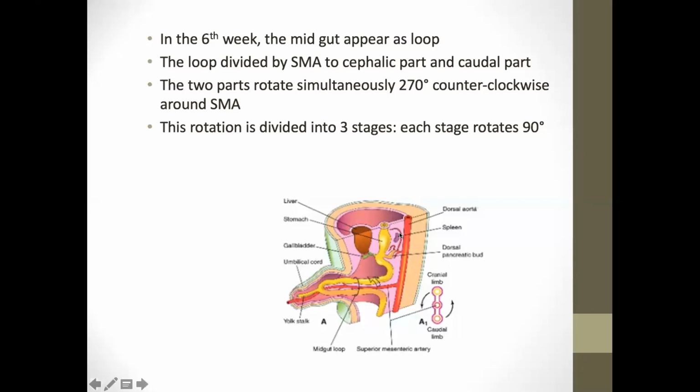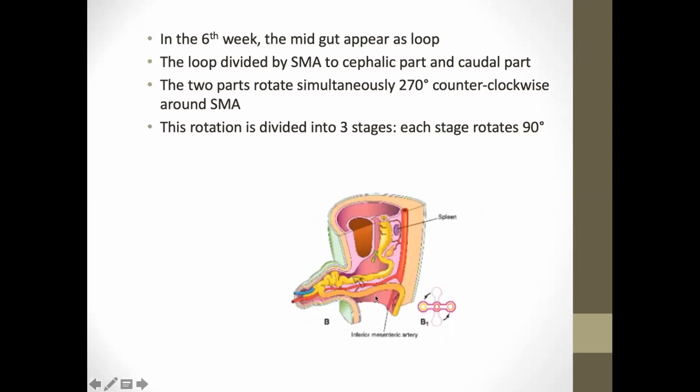The two loops, the upper cephalic loop and the lower caudal loop, will rotate 270 degrees counterclockwise around the SMA. The axis is the SMA. This rotation is divided into 3 stages. Each stage rotates 90 degrees. Here the cephalic part is yellow and the caudal part is orange. Now the first 90 degrees happens after herniation outside the abdominal cavity.